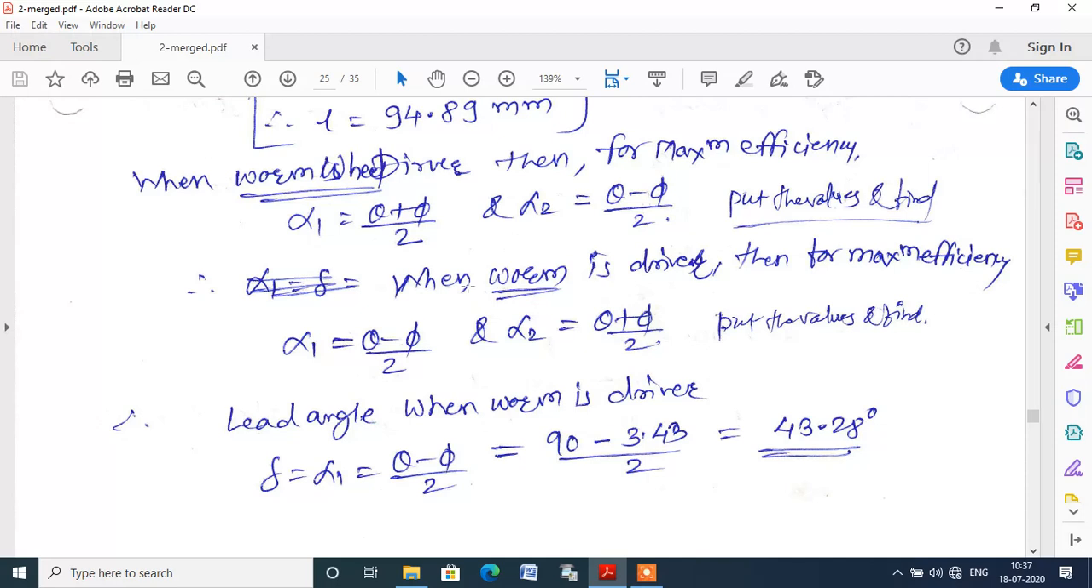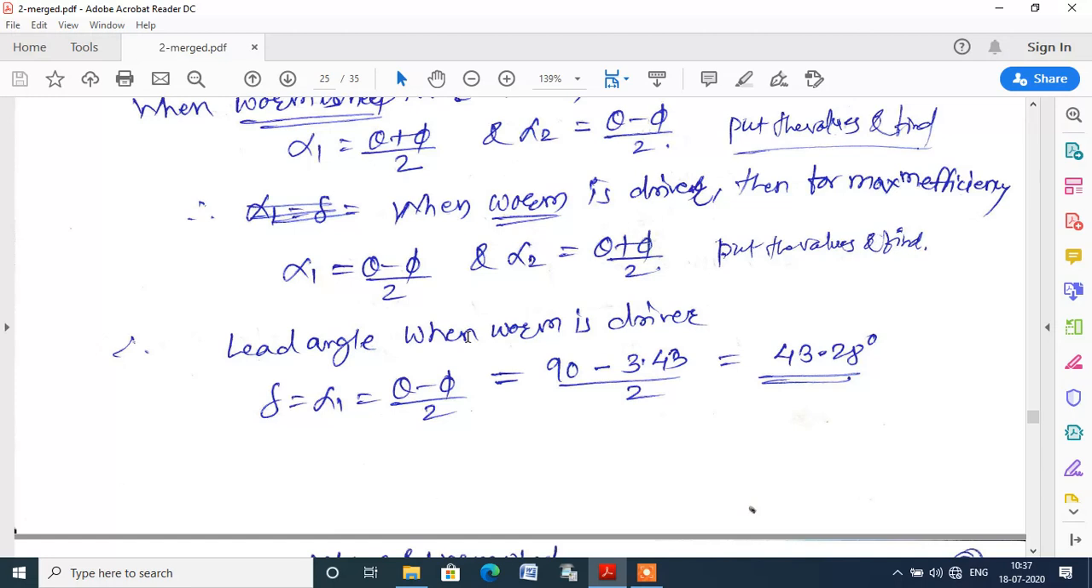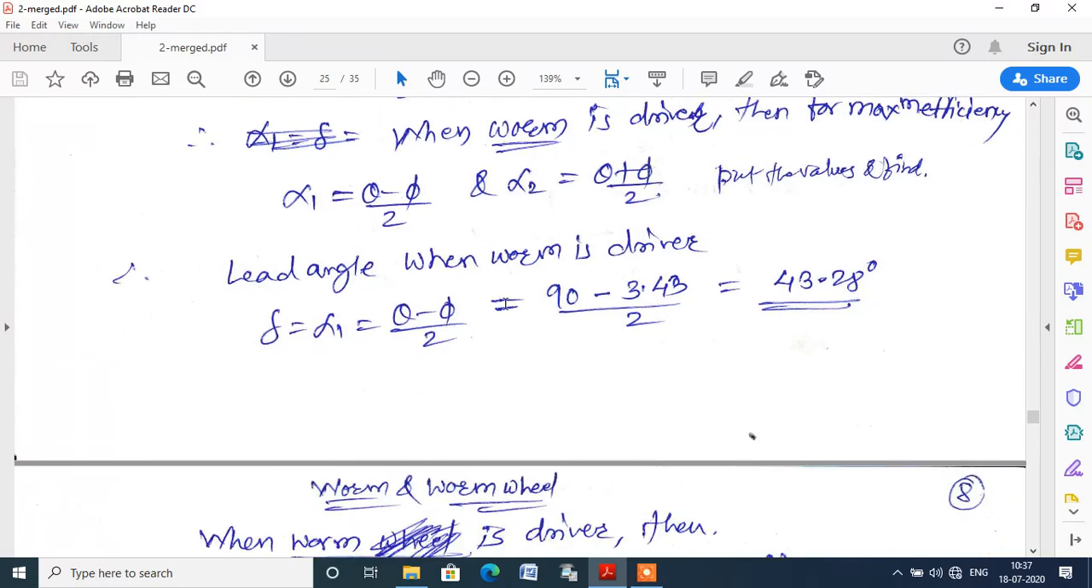Now, when one wheel is the driver, we have to calculate maximum efficiency. So now we have to see the condition for maximum efficiency. When worm wheel is the driver, alpha 1 equals theta plus phi by 2 and alpha 2 equals theta minus phi by 2. When worm is the driver, the condition for maximum efficiency is alpha 1 equals theta minus phi by 2 and alpha 2 equals theta plus phi by 2. You have to put this in your notes. Now we have to put in the values and find alpha 1. Lead angle when worm is the driver is alpha 1 equals theta minus phi by 2.